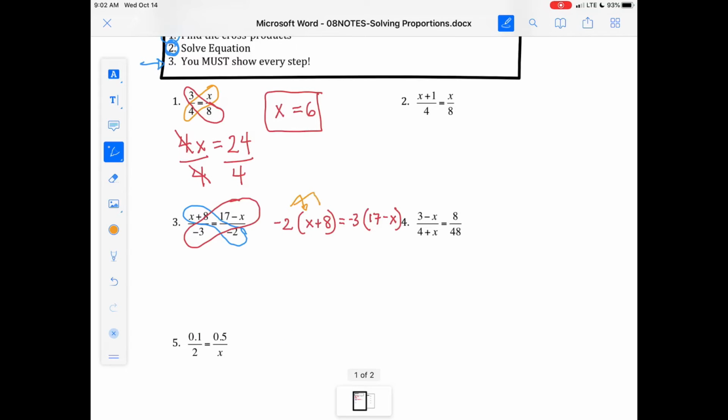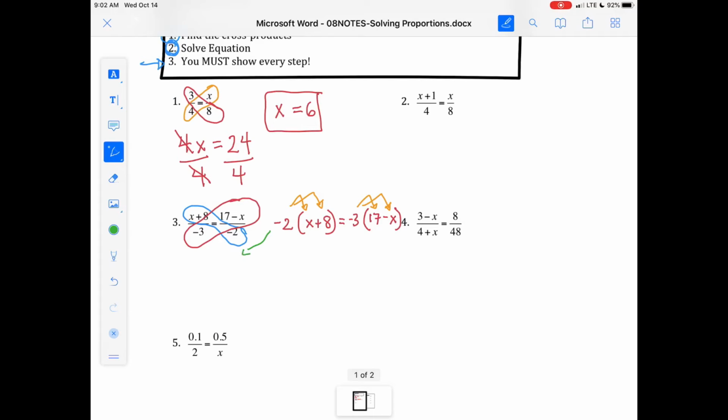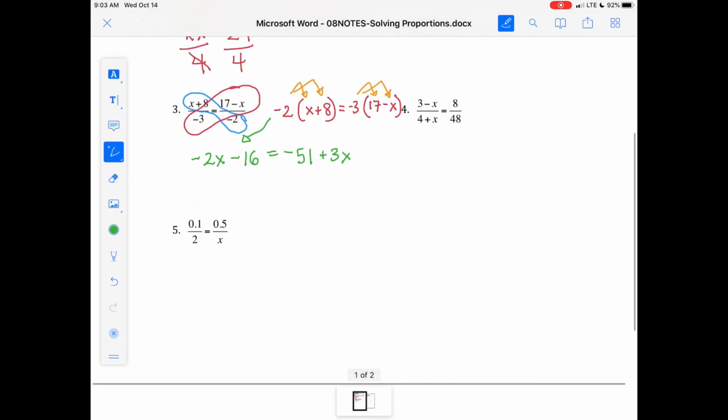Next comes our distributive property. So we're going to distribute on both sides of the equation. So that would leave us with -2 times x is -2x. -2 times 8 is -16. And we set that equal to -3 times 17 is -51. And -3 times -x is +3x.